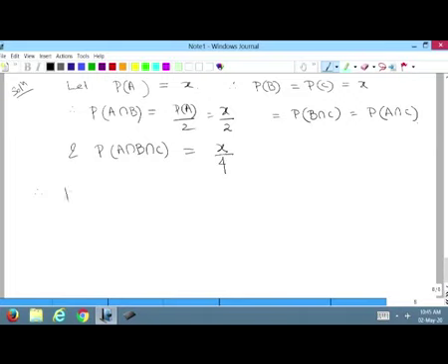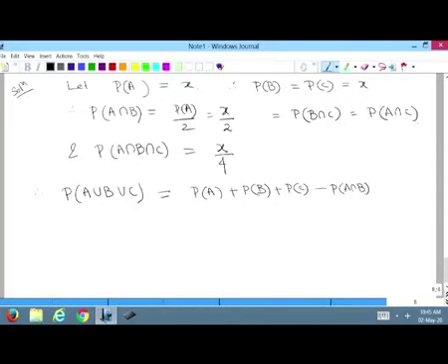Therefore, probability of A union B union C, we know that it is probability of A plus probability of B plus probability of C minus probability of A intersection B minus probability of B intersection C minus probability of C intersected with A plus probability of A intersection B intersection C. Now, it is given that this is 1.